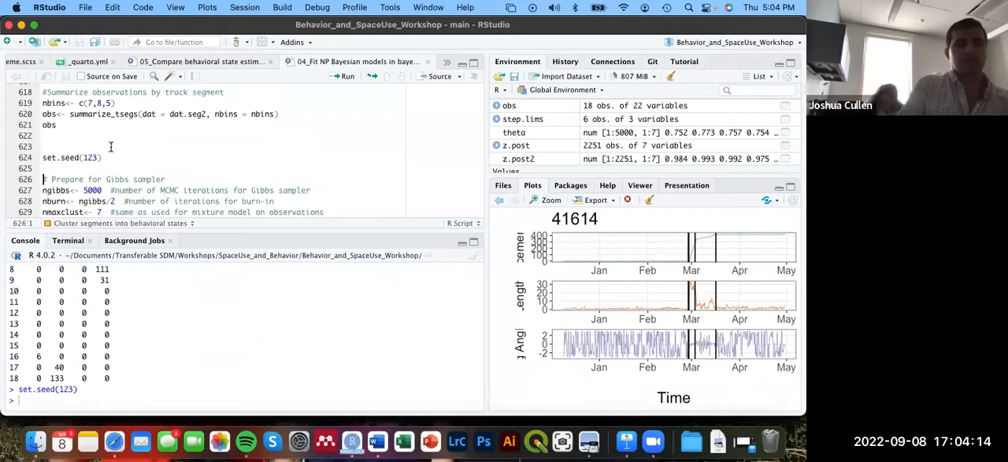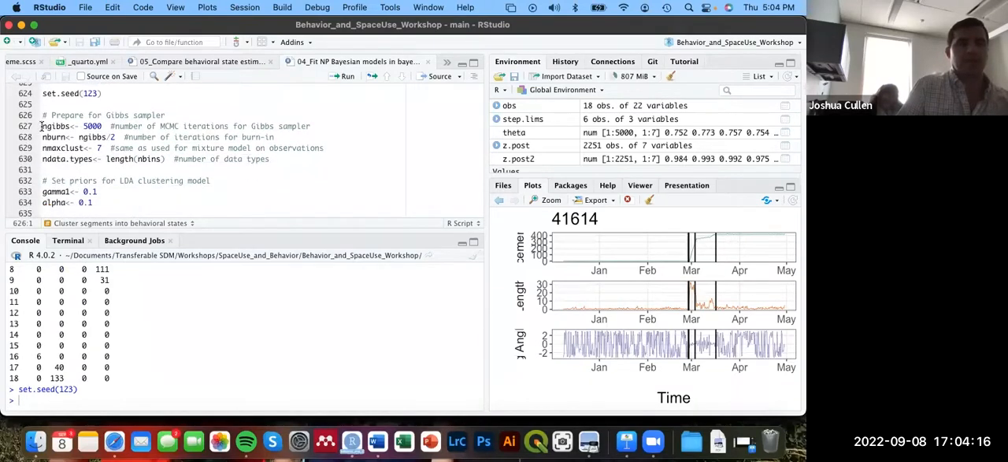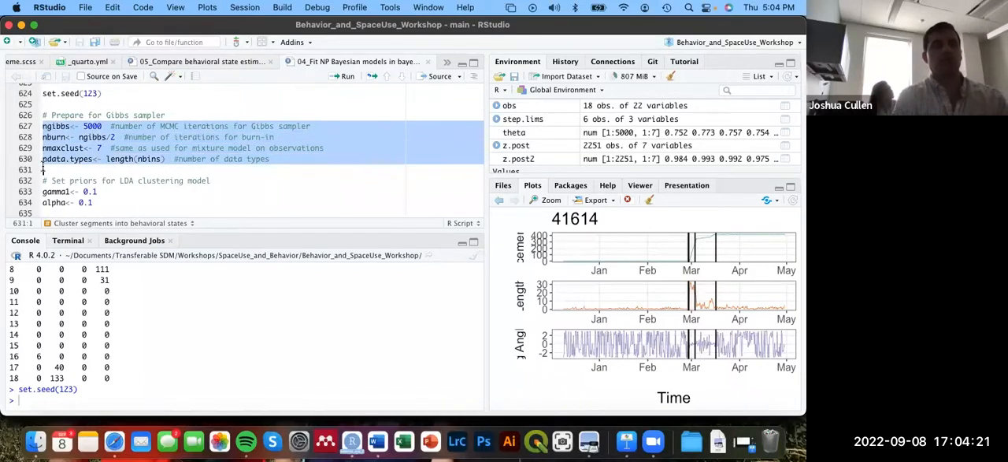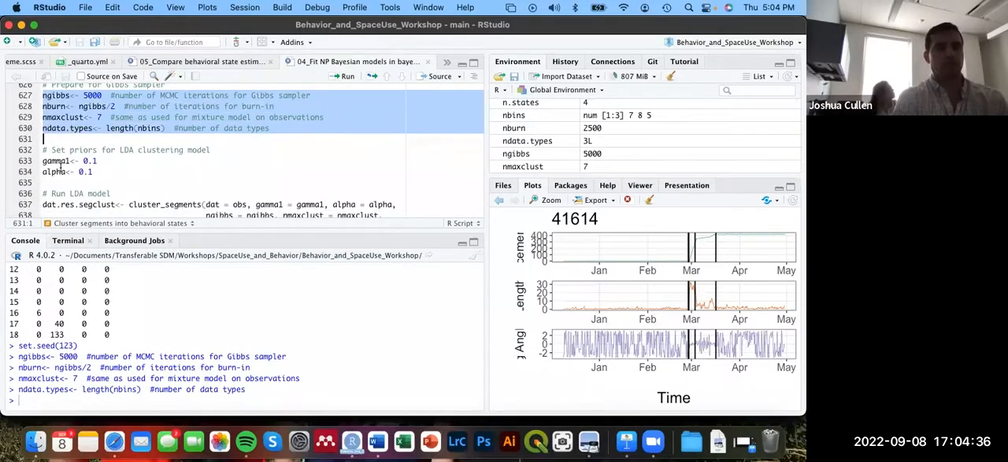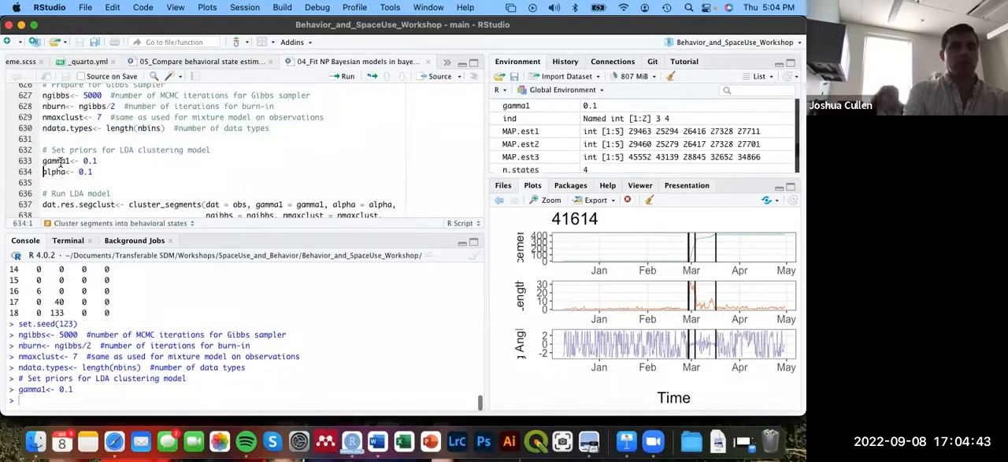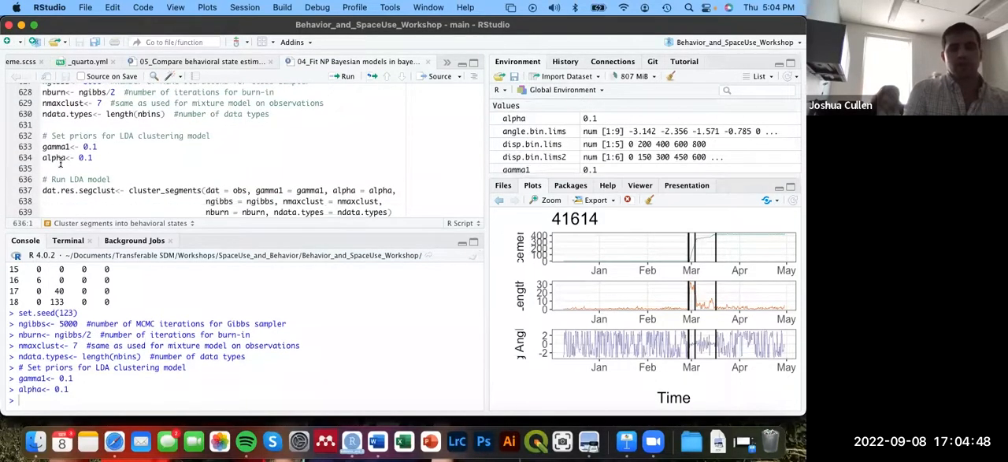Again, setting this random seed number to make it reproducible, and defining our model parameters, so the number of Gibbs iterations, the burn-in period. We're defining, again, the Nmax cluster values, the maximum number of behavioral states, and then the number of data types or data streams, which in this case is 3. And setting our hyperparameters on the priors. So in this case, gamma for the truncated stick-breaking prior, we're setting to 0.1, and then alpha for the Dirichlet prior is going to be 0.1 as well.